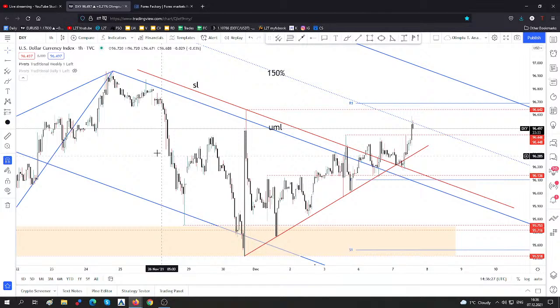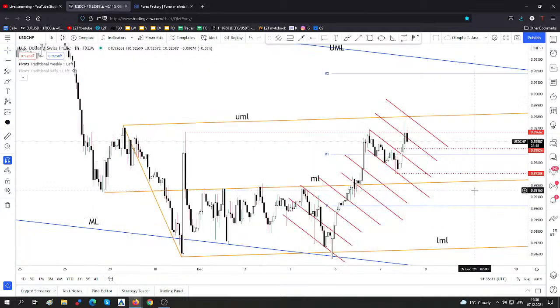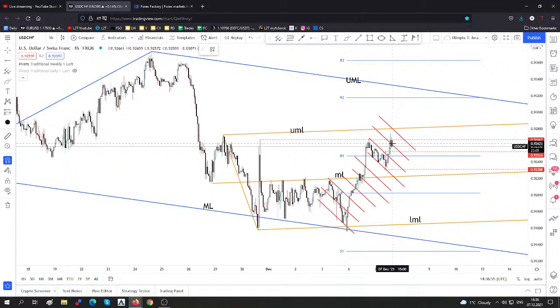So US dollar, Swiss franc. TP 0.9322. It remains to see. In the short term, we cannot exclude maybe a temporary drop, maybe towards the R1 again, before jumping, or a sideways movement.